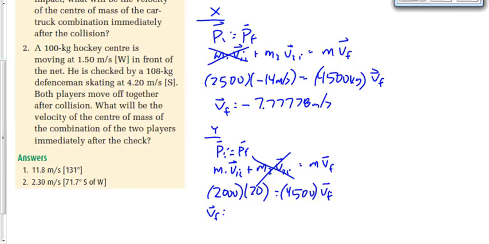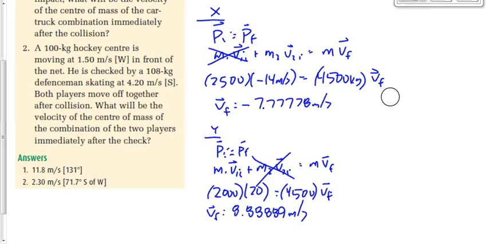We get 8.888 meters per second. Good. Two of the 3 parts of this problem are done. Now we've got to recombine them. So let's say the x component was 7.7778. It's not necessary to put a negative in there because the arrow is showing us direction, right?